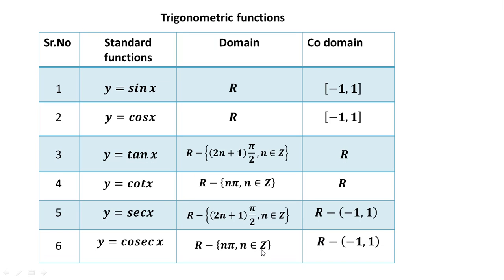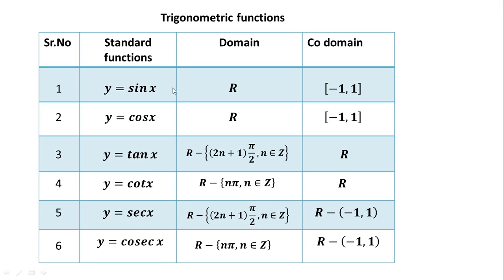And the codomain will be the same as sec x, because cosec x is the reciprocal of sin x, and we know that the range of sin x is the closed interval [-1, 1]. If you remove the open interval (-1, 1) from the real line, then you will get the codomain of cosec x.